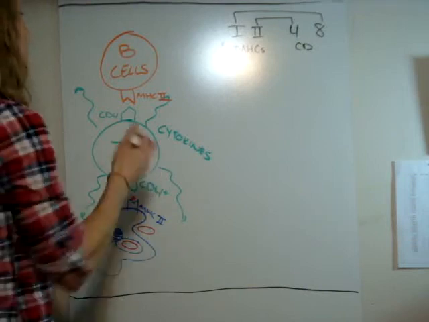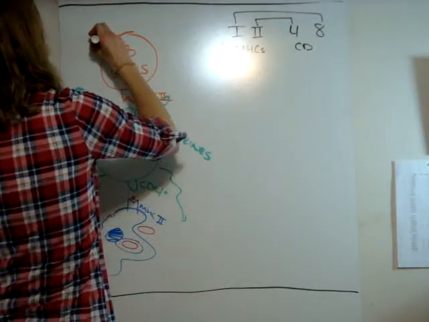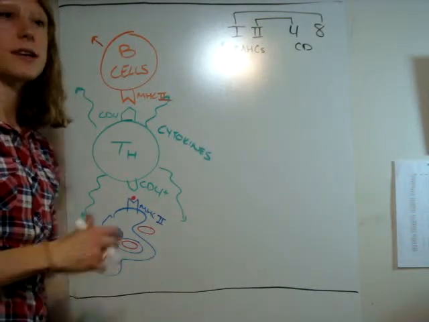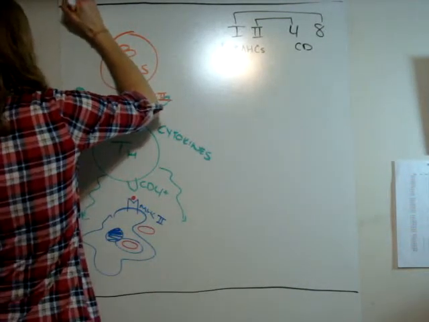Now that this B cell is activated, since the B cells are lymphocytes, they're in the third line of defense, they're going to make memory cells. So it's going to make memory B cells.